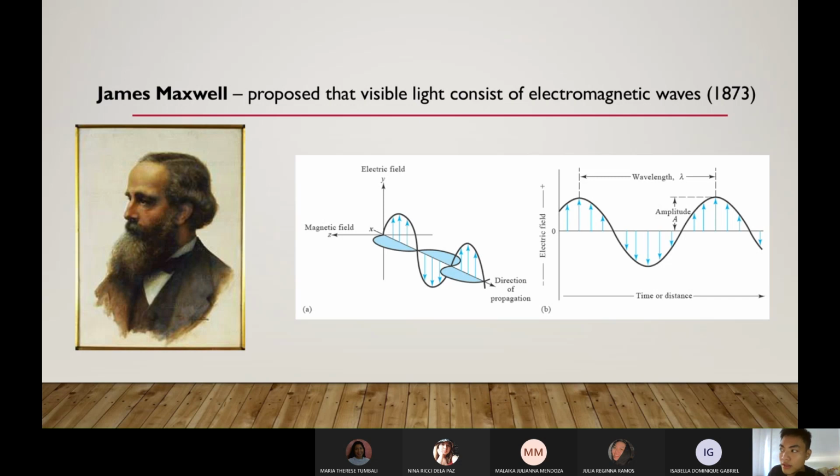Okay, and that oscillation can be characterized by wavelength, which is the distance from one peak to another peak. So the shorter the wavelength we have, the higher the energy. And according to him also, the longer the wavelength we have, the lower the energy.